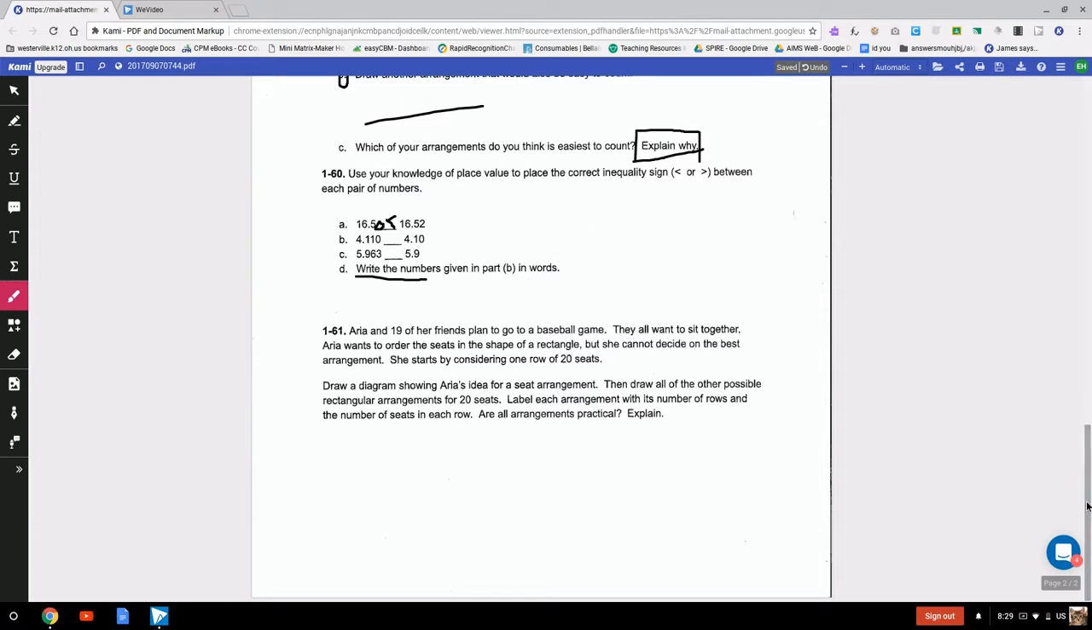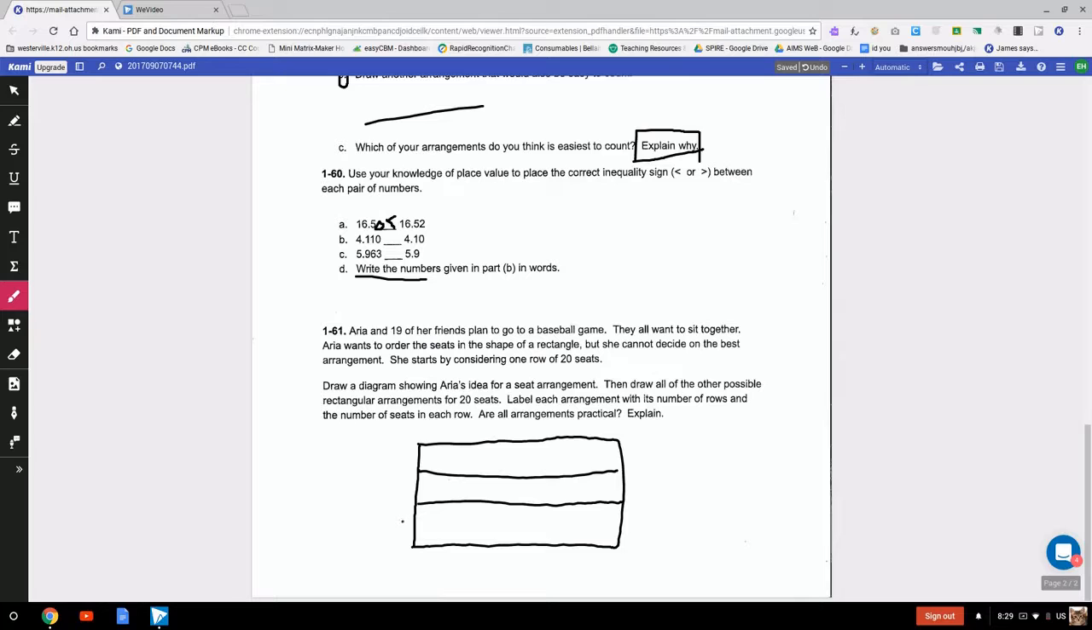And then the last problem, you've got Aria. She's got 19 friends and they're going to a baseball game. Just to sum it up, she wants them all to sit together, and she wants to make a pattern of a rectangle. So just draw a rectangle and figure out how you're going to make her sit in rows with her friends so they can enjoy the baseball game. Again, there's not really a right or wrong answer as long as you use a rectangle. She's considering a row of 20 people sitting in a row.